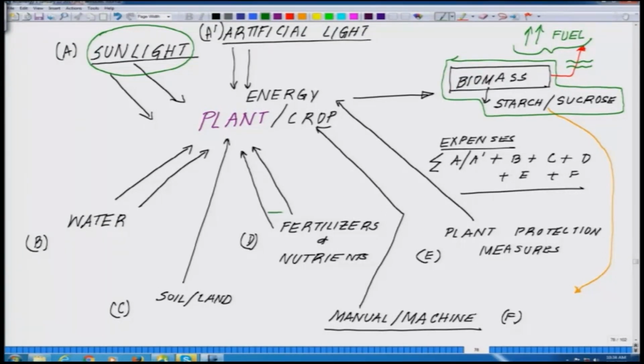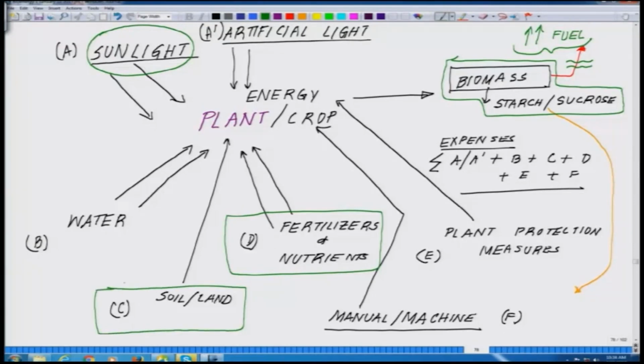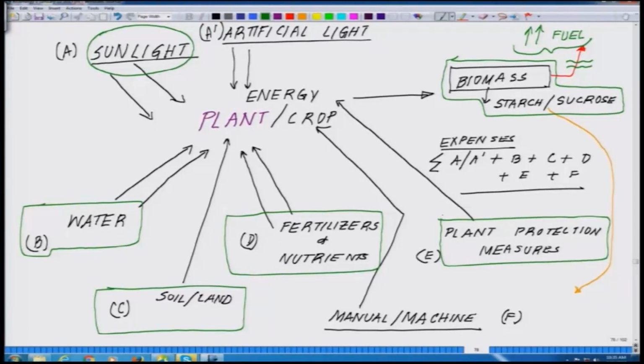Water we are not dealing with, fertilizers and nutrients are crop-to-crop, we are not going to deal with this. Soil and land also we are not dealing with. We'll definitely talk about how many water molecules on an average you'll need to make one hexose or 1,6 sugar, a 6 carbon sugar. Plant protection measures we are not taking here because that also varies from plant to plant.